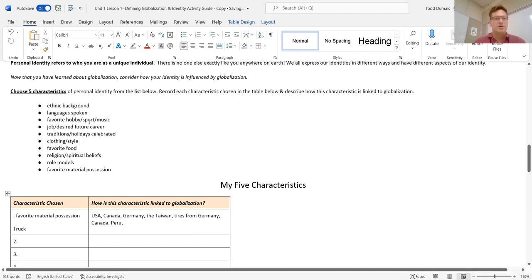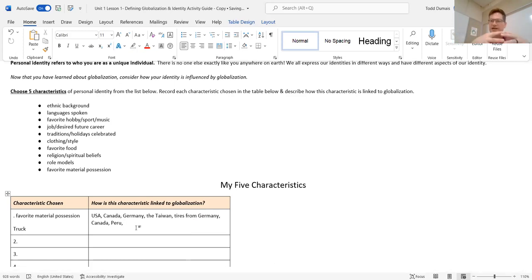So a personal identity is listed below. Record each character you're choosing in the table and how this character is linked to globalization. So this is how it's linked. It's made of parts from all over the world and shoved together. And this truck, of course, is a possession, and I like it. And this is how it's an example of globalization.